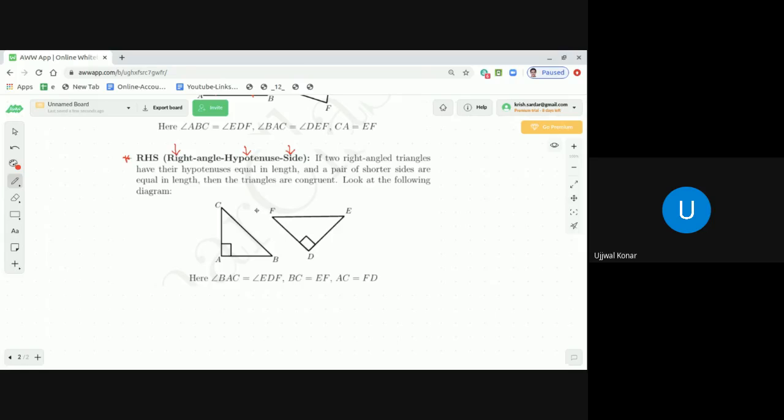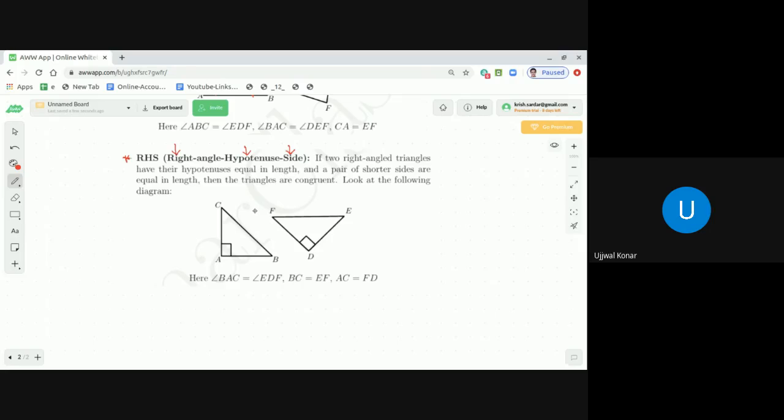What does it mean? It means that if two right angle triangles have their hypotenuse equal, I repeat, if two right angle triangles have their hypotenuse equal in length and a pair of shorter sides are equal in length, then the corresponding two triangles under consideration are congruent. If you see the adjoining diagram, here we have two right angle triangles.